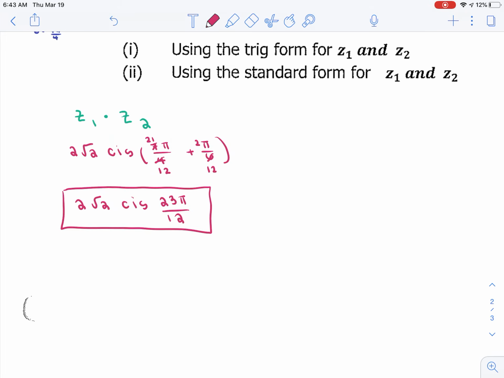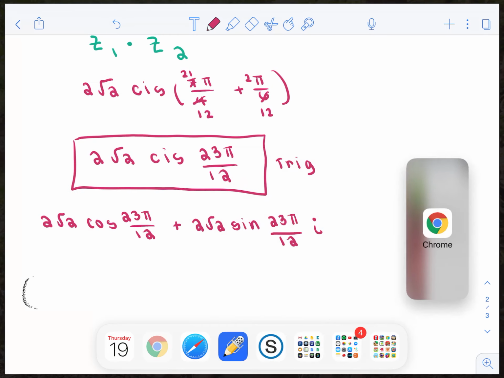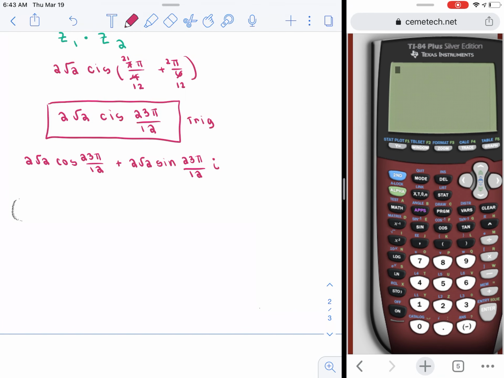You can also convert this, and this will be great for us to check. So this is trig form. If you were to convert this to standard form, we would have to do the 2 root 2 times the cosine of 23 pi over 12. And then the 2 root 2 times the sine of 23 pi over 12. But then remember, we'd stick that i on at the end. So if you wanted to just check to see what that standard form would be, you would get the 2 root 2, and then cosine.